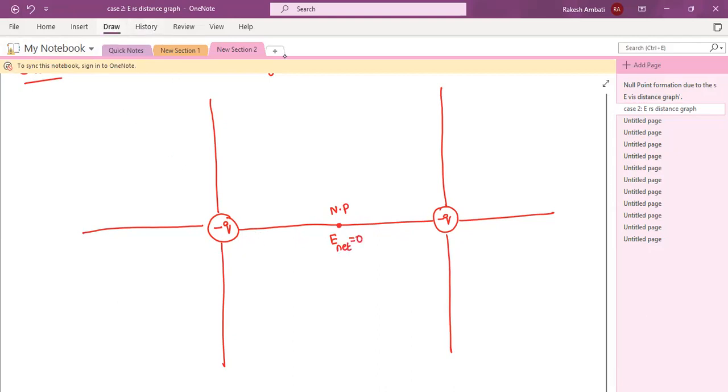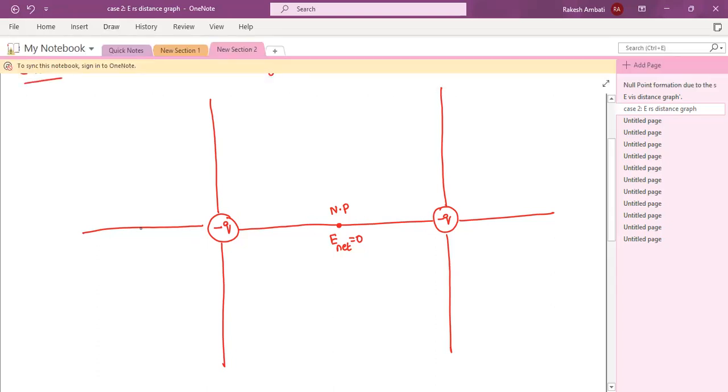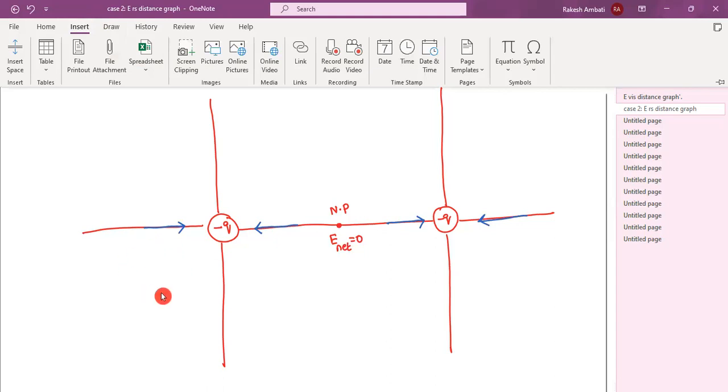Then, in the case of a negative charge, what is the direction of the electric field? It is towards the negative charge. So in the case of a negative charge, the direction of the electric field is towards the negative charge. Okay, so listen, first of all, this part.